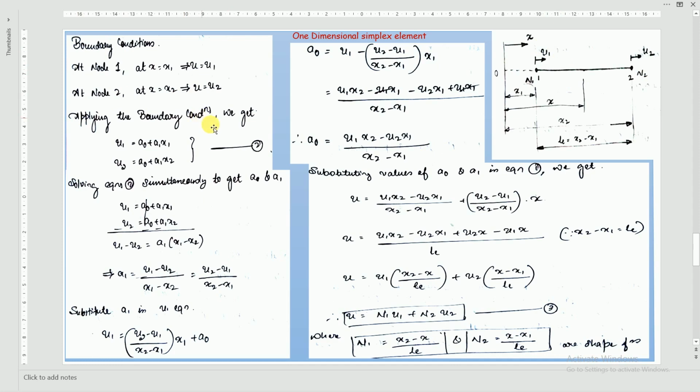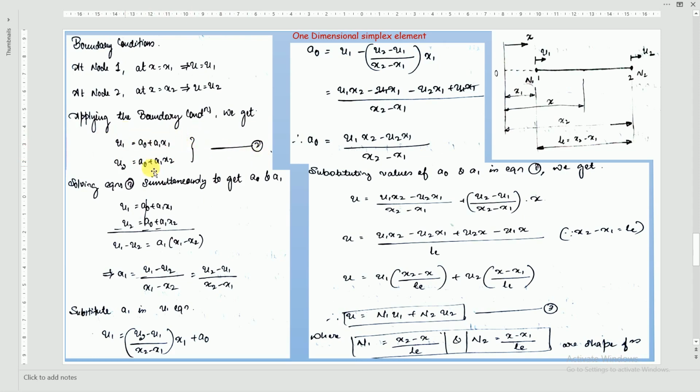So when you apply these boundary conditions and substitute in the equation 1, that is u equal to a0 plus a1x, at x equal to x1, u equal to u1. So you will get the first equation, that is u1 equal to a0 plus a1x1. Wherever you have u, it will be u1. Wherever you have x, it will be x1. Same when you apply at node 2 boundary condition, at x equal to x2, u equal to u2. So u2 equal to a0 plus a1x2. Let us call this equation 2.